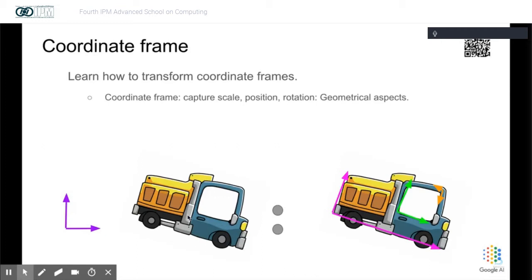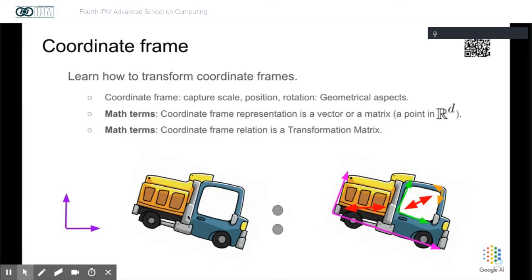So what we need to learn is the relationship between two coordinate frames. We will represent this relationship using a single matrix.